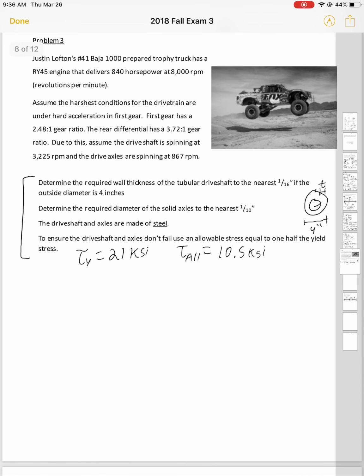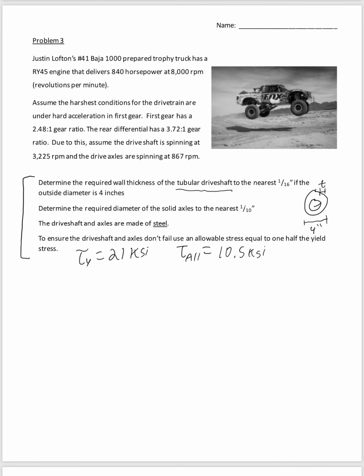Okay, so for the tubular drive shaft, we are given the drive shaft is spinning at 3,225 RPM, and the system also has 840 horsepower. Ideally we're going to end up using this equation, shear equals T rho over J, because we're in torsion. That's where we're developing that shear stress. So first we need to solve for that T, that torque.